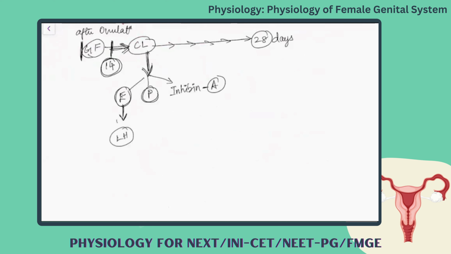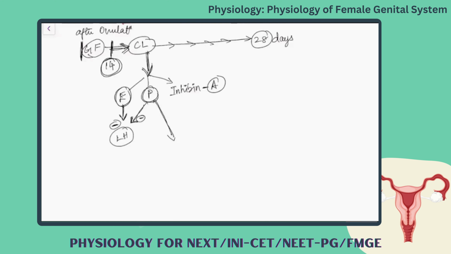It stimulates the LH in the proliferative phase. But in the luteal phase, it will have an inhibitory effect because there is no need for an LH surge after ovulation. So it gives an inhibitory effect, and that inhibitory effect is also given from the progesterone to the luteinizing hormone.